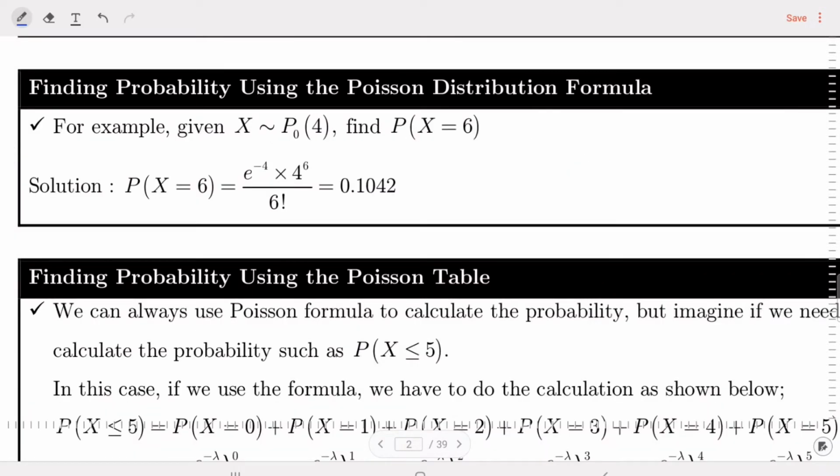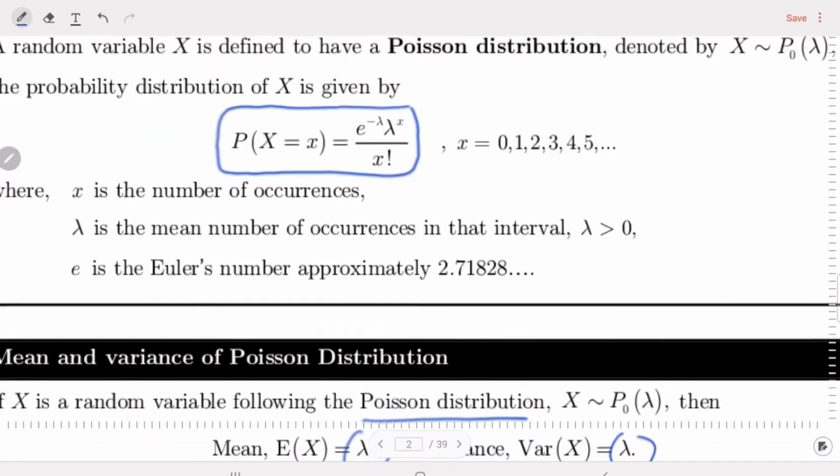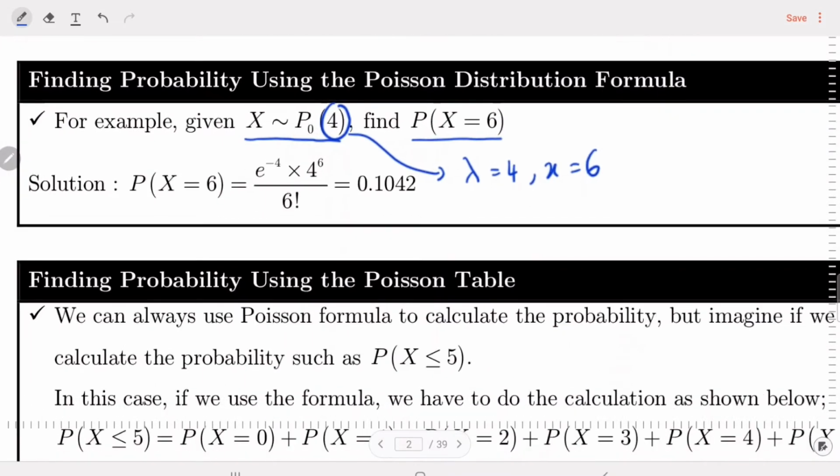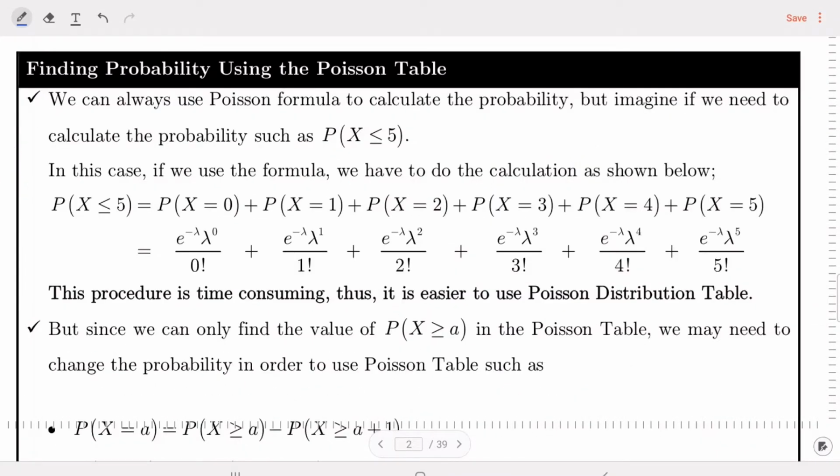For example, we were given X ~ Poisson(4), find P(X = 6). What we are going to do is, we are just going to substitute λ = 4 and x = 6 into this formula. So we are going to end up with 0.1042.